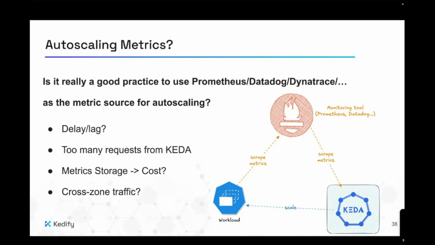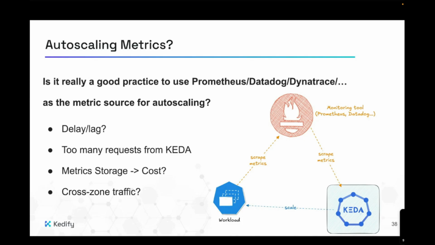The second problem is that there are two scraping periods, two intervals that are added there. The first interval is from the workload to Prometheus. So first Prometheus needs to scrape those metrics, I don't know, it could be 30 seconds. And then KEDA needs to again scrape those metrics. So if you have real-time workloads, this wouldn't work, because you will reduce the intervals, and then you will start hitting the problems there.